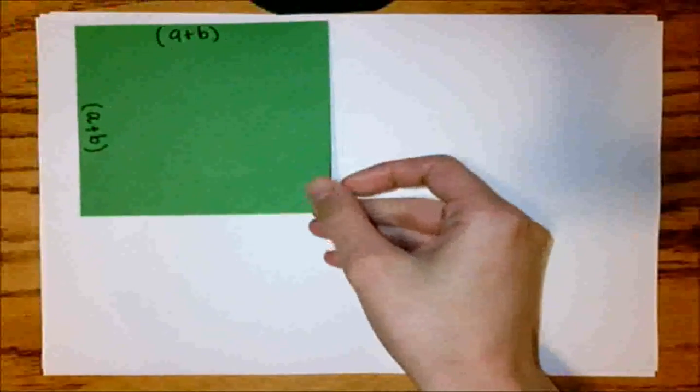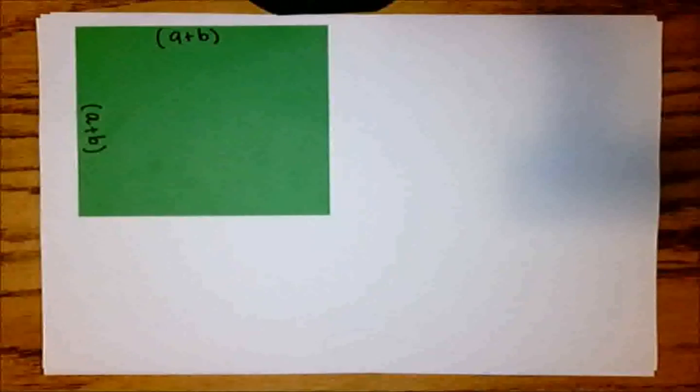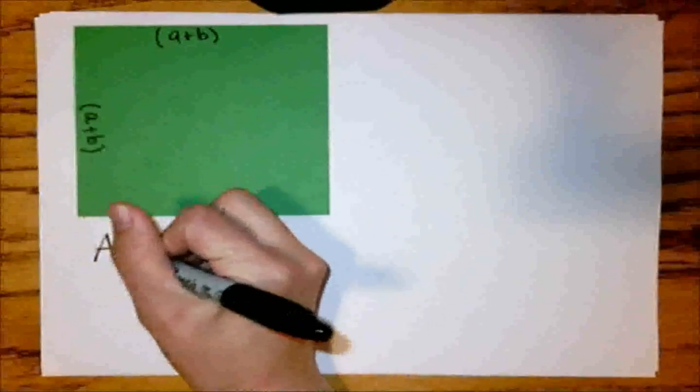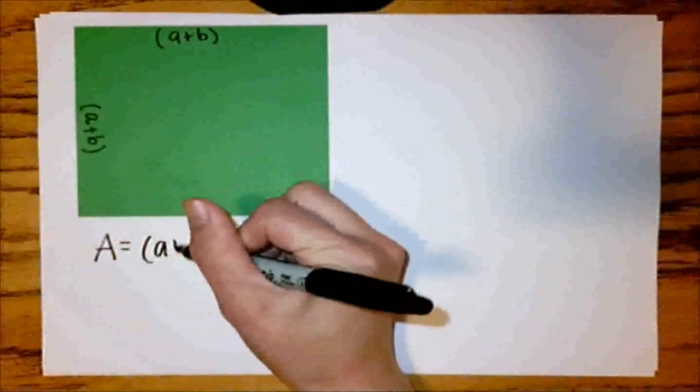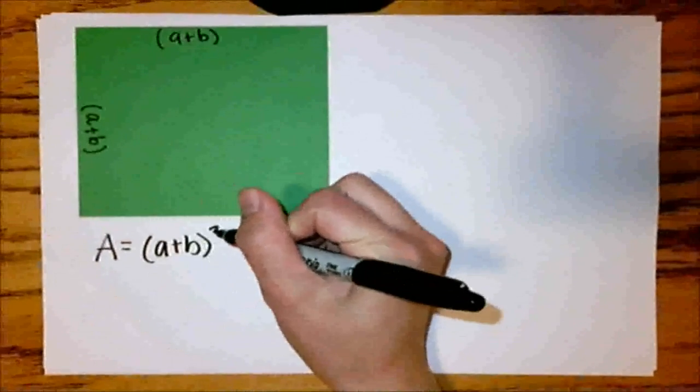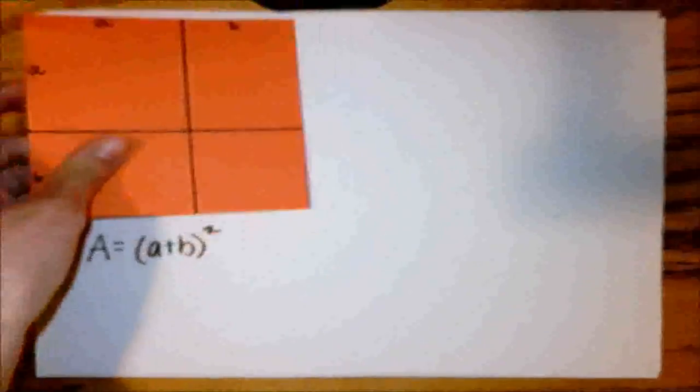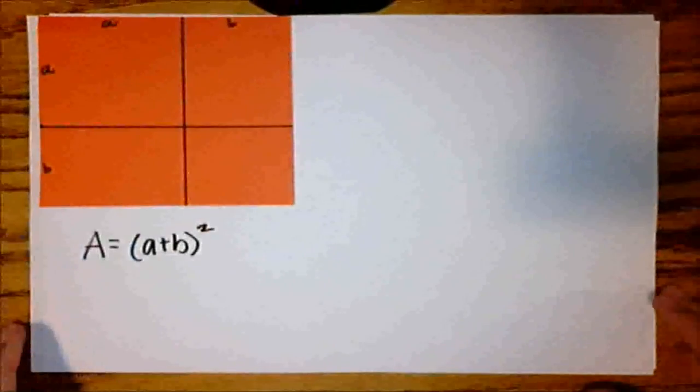First, we have a square where each side has a length of a plus b. Since the area of a square is the length of one side squared, the area of our square is (a plus b) squared. Now we'll go ahead and mark off where a and b are on our square.